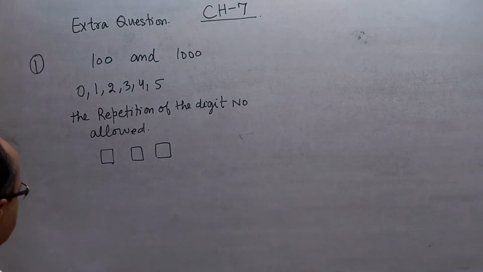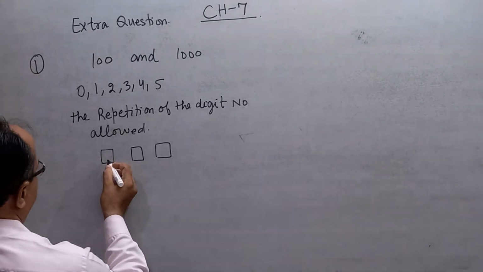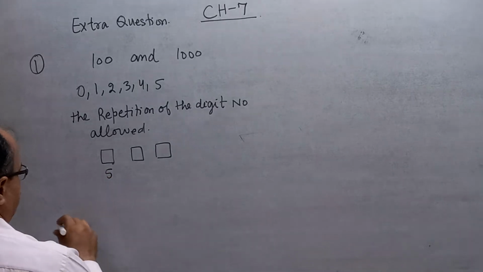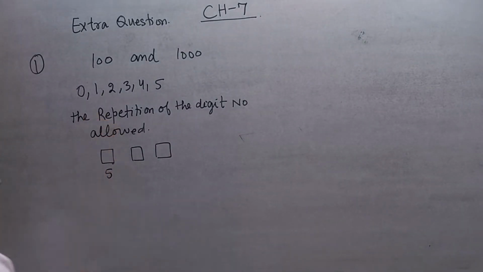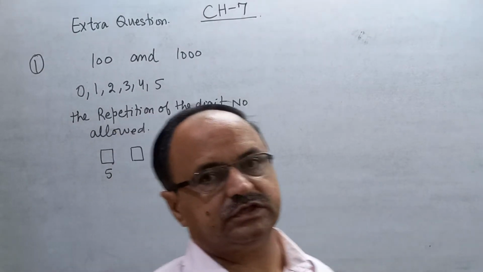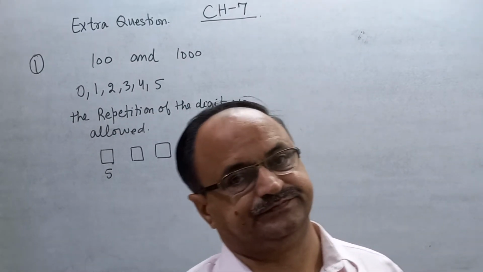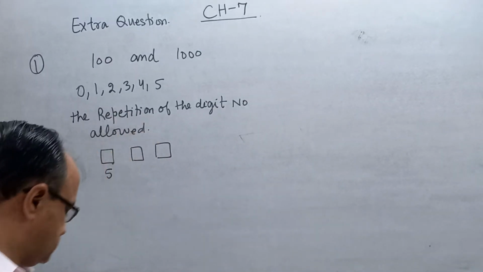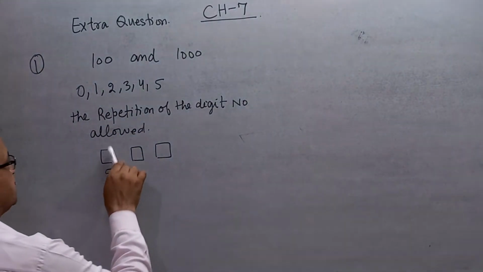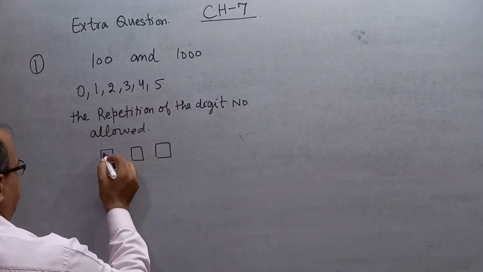Now can you tell me, you can fill the 100 place in how many ways? That is 5 ways, because in the starting you can't put 0. If you put 0 at the 100 place, the number becomes 2-digit. So you can fill this column in 5 ways: 1, 2, 3, 4, 5. You can put any number.